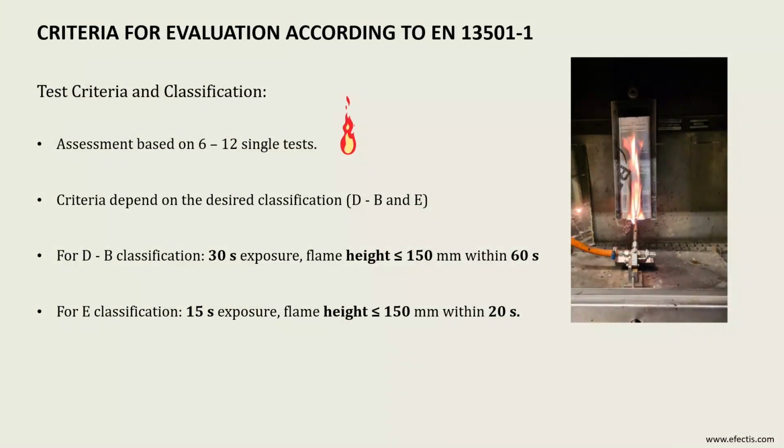The criteria for assessing a classification according to EN 13501-1 for the ignitability test is normally done based on the average of 6 to 12 single tests. For classes D to B, 30 seconds exposure is required, and the flame height should not exceed 150 millimeters within 60 seconds after the start of the test. For the other classifications, such as for E-class, 15 seconds exposure is required, and the flame height should not exceed 150 millimeters within 20 seconds after the start of the test.